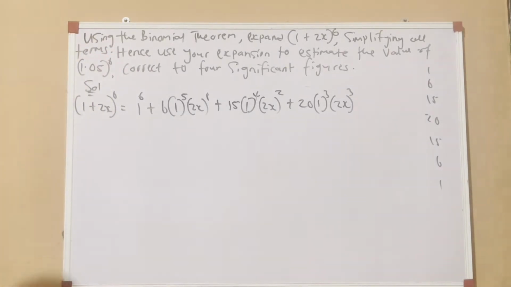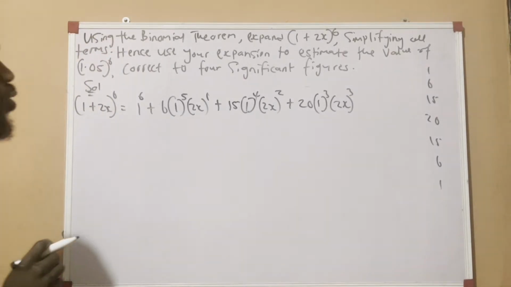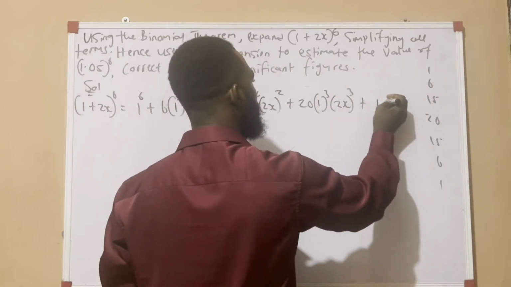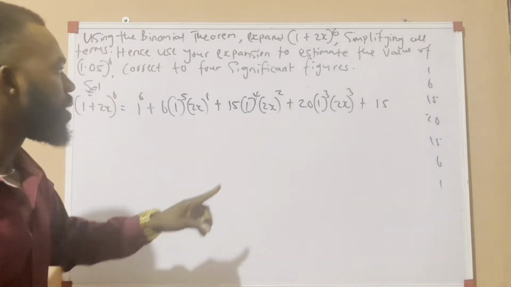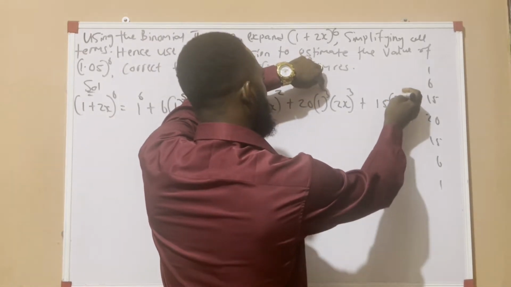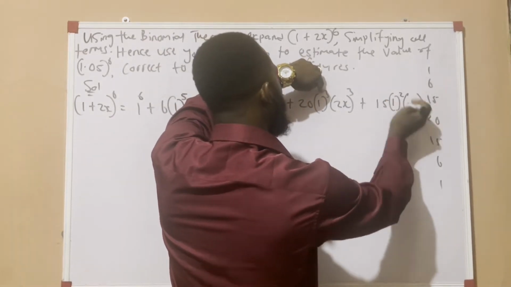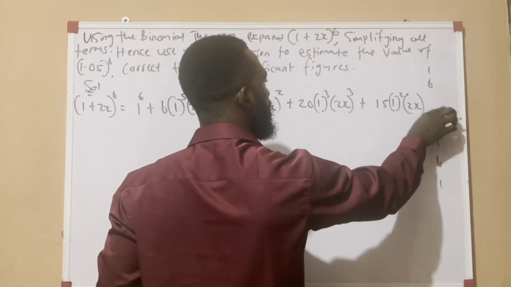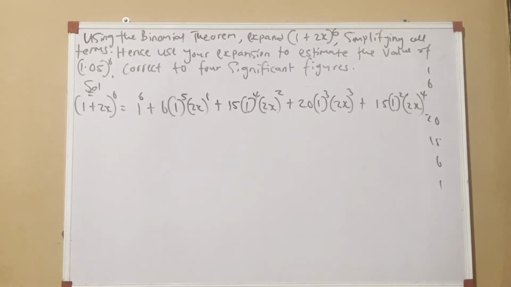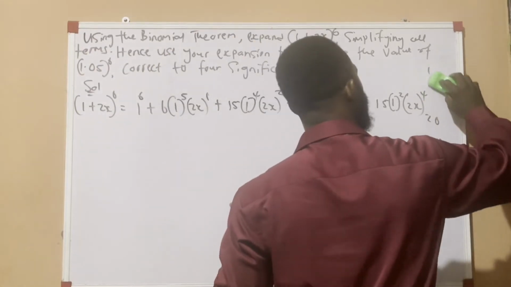So, are you with me? Good. Now, plus, my next coefficient is 15. Good. Now, 1 reduces from 3 now to 2, and 2x increases from 3 to 4. Let me raise that up so you don't get confused.